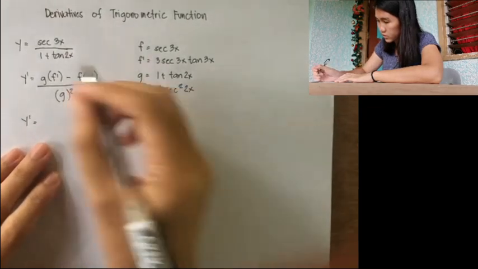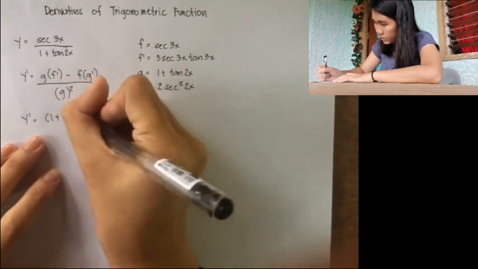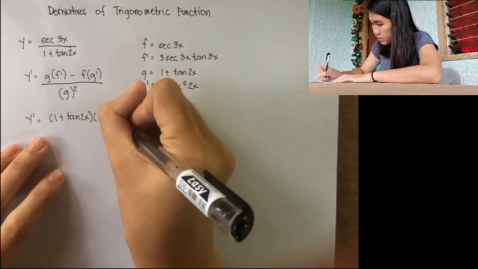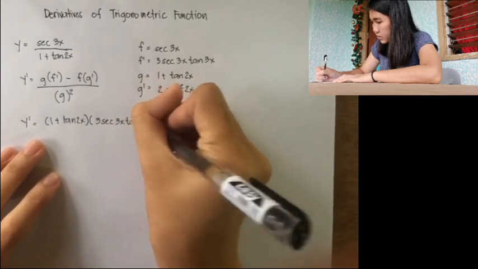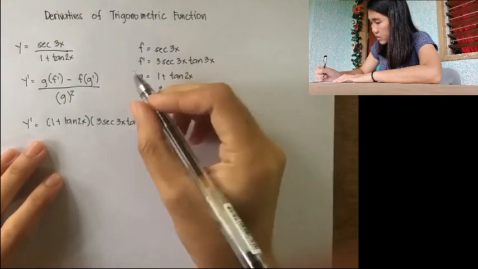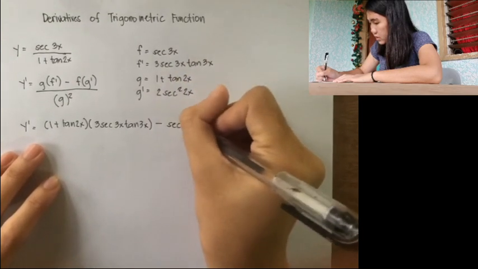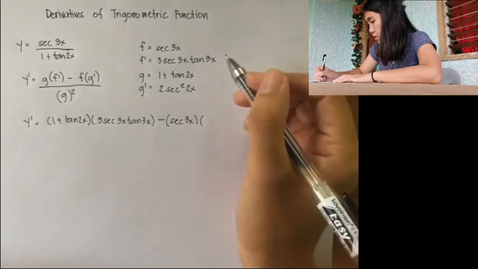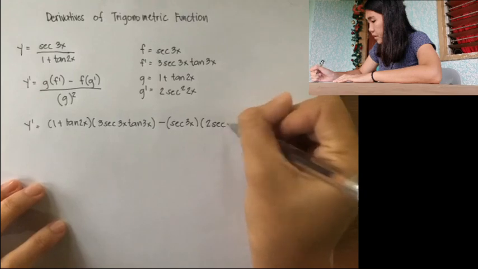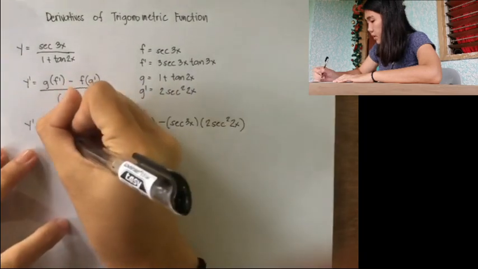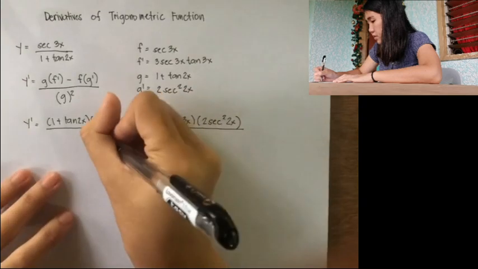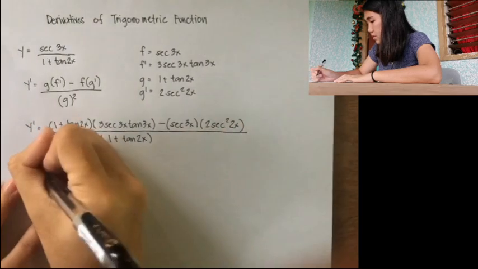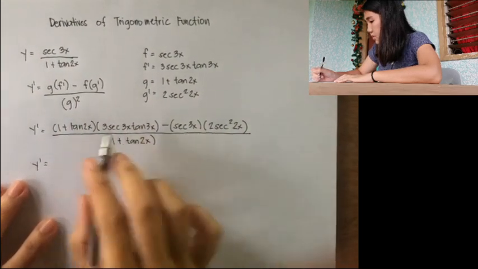Our g is 1 plus tan 2x times our f prime, 3 sec 3x tan 3x, minus the f, sec 3x, times the g prime, 2 sec squared 2x, over g squared, which is 1 plus tan 2x squared. And then we will simplify this.